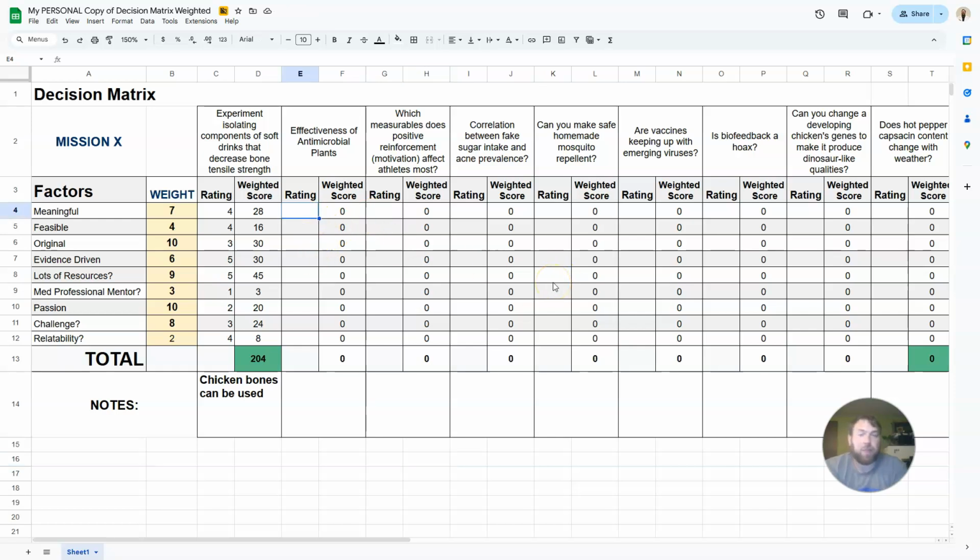So the effectiveness of antimicrobial plants, not very meaningful because we have antimicrobes out there. Feasibility, sure, we could try it out. There's 3. Continuing on with random things to get you the idea here. And you'll notice off the bat that it scores each of your ideas on a total score. And the greener the box is, the higher that number is, the more you probably want to do that idea. And sometimes you'll have really hard decisions to make, but sometimes this will make it pretty clear for you on the factors that you have.